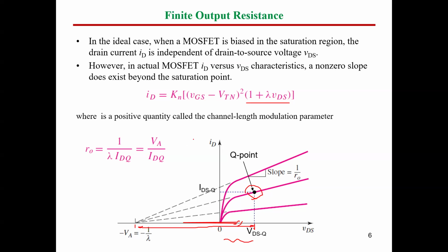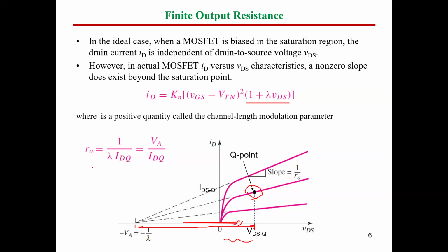If you would like to get the correction factor of the saturation curve, you should multiply times 1 plus lambda VDS. And because in the ideal case this lambda is very, very small, if we multiply this times VDS, this term will be almost 1. So in the ideal case, we consider lambda equals 0.